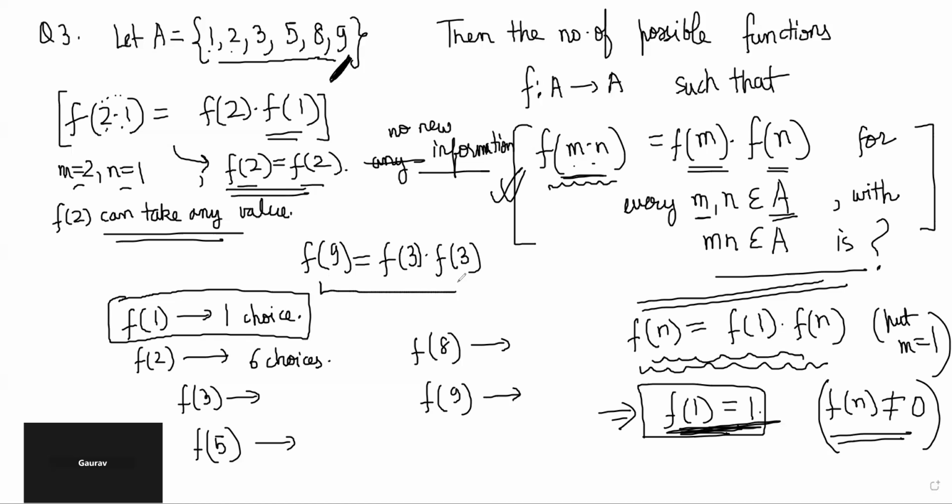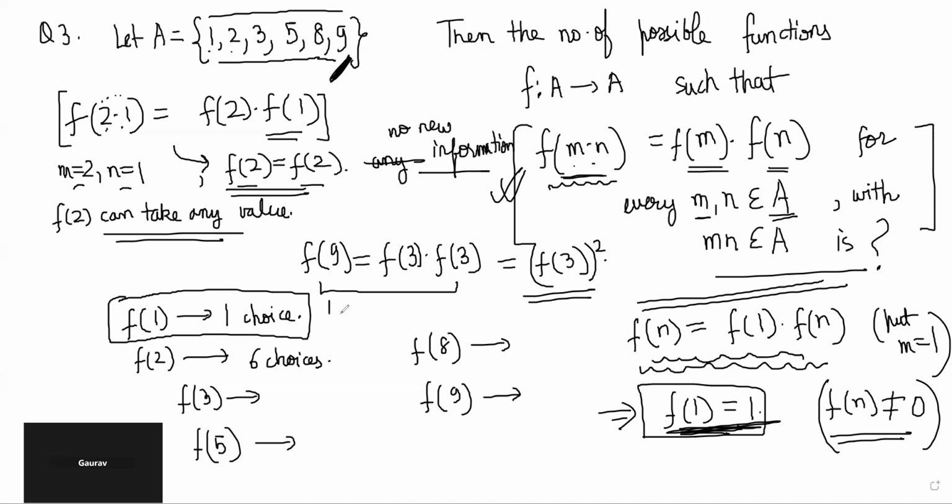So from here we know that f of 9 must be f of 3 whole squared. What perfect squares are available in this set for f of 9? Only one. 1 and 9.